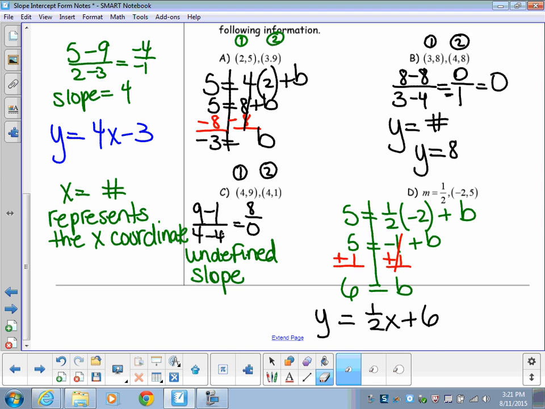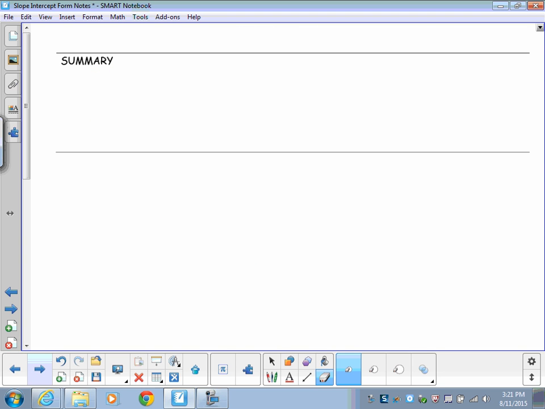Next, you need to go to your summary page and write down your summary. These are notes that you remember from our lesson. You need to write down at least a 2 to 3 sentence summary. Make sure it includes the slope formula and the slope intercept formula, as well as the notes concerning horizontal and vertical lines.